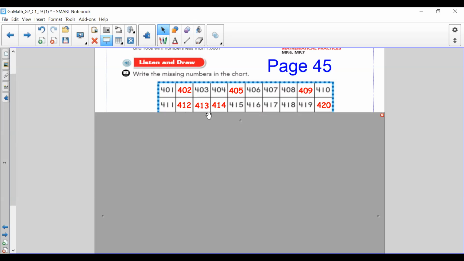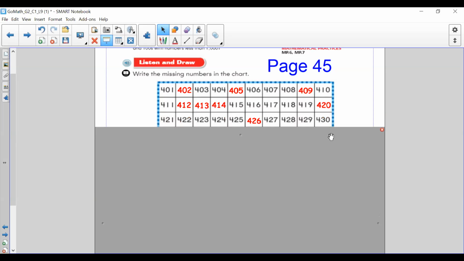412, 413, 414. And we go all the way down. At the end, we have 420. Now, this is just like counting from 1 to 100. The only difference is that right before the numbers, you have a 4 in the hundreds place. So it's still 11, 12, 13, 14, 15, 16, 17, 18, 19, 20. But there's a 4 at the beginning. So 420, the next number, we are in the 20s, 421, 22, 23, 24, 25, up to 426.